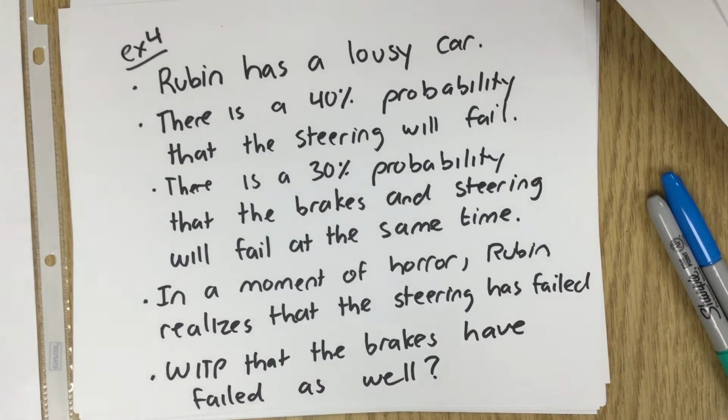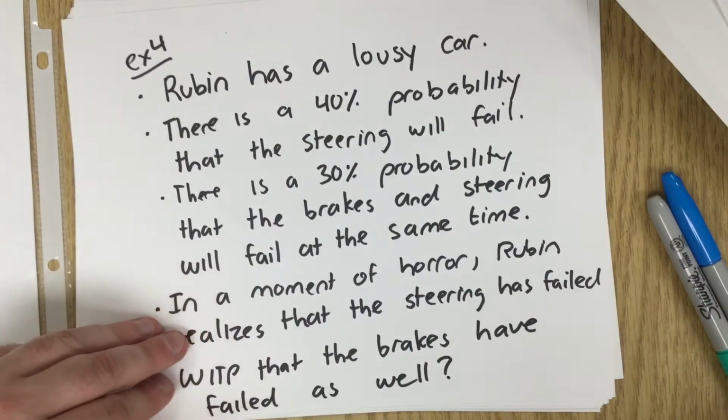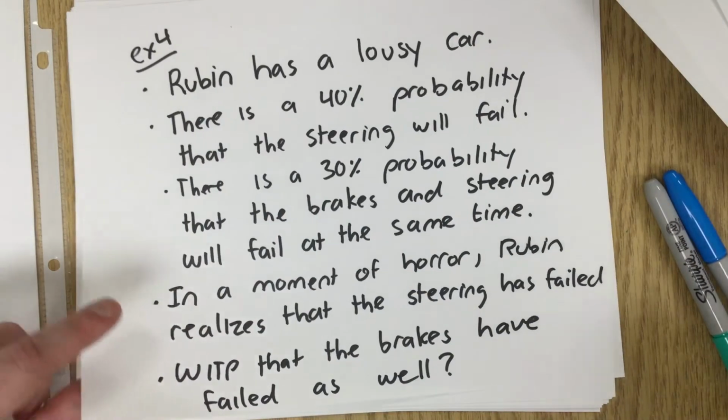And in a moment of horror, Ruben realizes that the steering has failed. And so the question is, what's the probability that the brakes have failed as well? So the steering has failed. When he goes to pump the brakes, are we going to have an epic disaster? So we're going to define there's two events here.